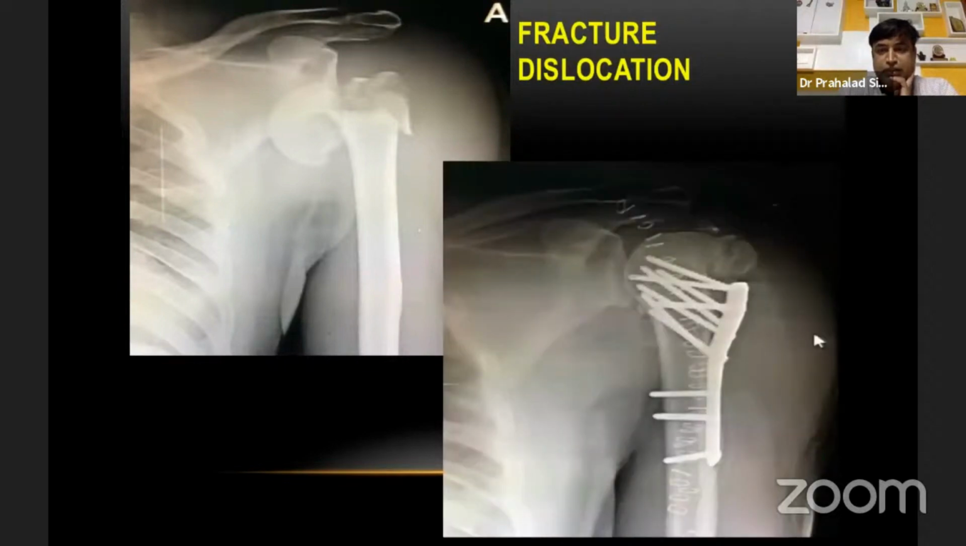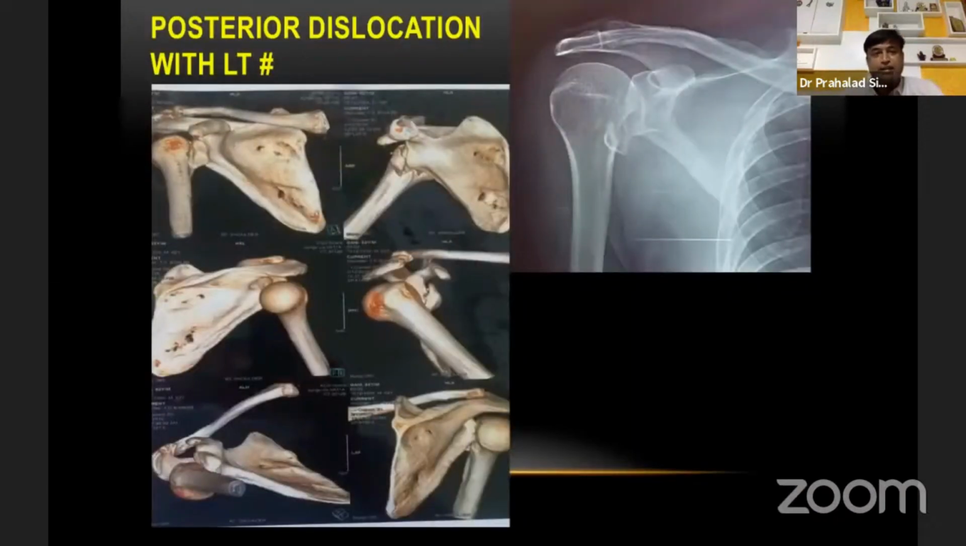So here we were able to achieve a reasonable outcome. We were able to bring the cuff with the GT fragments onto the plate, and this patient had a satisfactory healing.